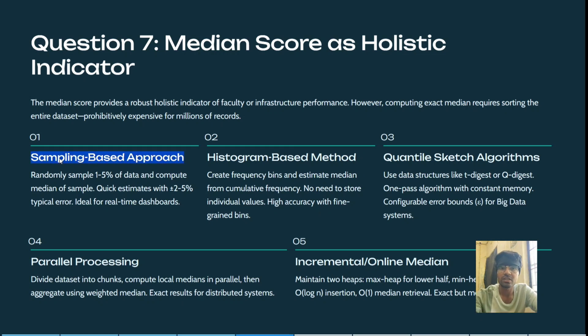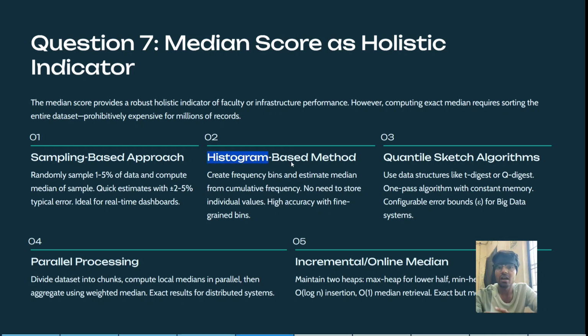The first approach is the sampling-based approach. This is the simplest: just randomly sample 1 to 5% of your data and compute the median of this sample. For a quick dashboard or real-time estimate, this works great. It's typically within 2 to 5% of the true median, and it's blazing fast. So perfect for when you need a quick answer.